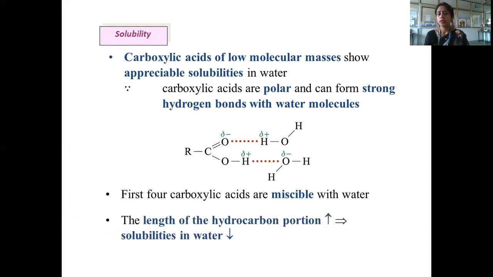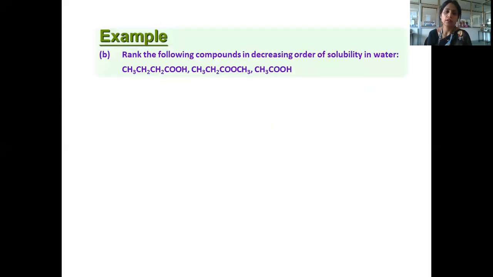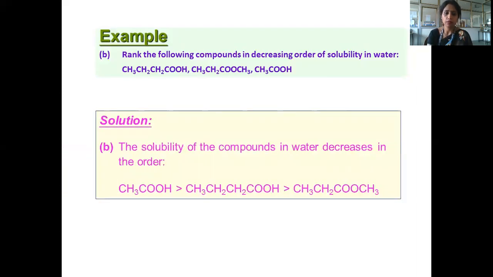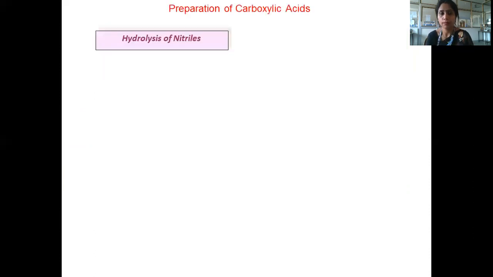And the longer the hydrocarbon portion, like I told last time also in carbonyl compounds, the more the hydrophobicity, the less is the solubility in water. Same goes with carboxylic acid. Now there is an example: rank the following compounds in decreasing order of solubility in water. There are 3 examples given. We will see that the most solubility will be for the smallest member.